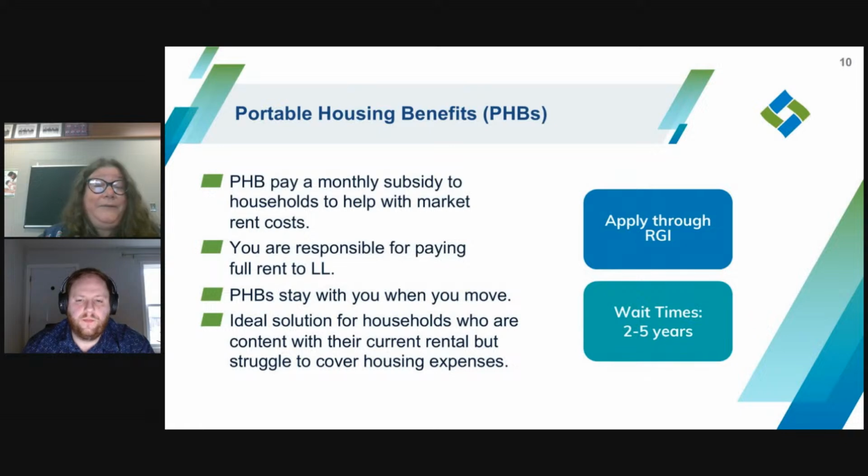So if you have specific medical or accessibility needs that an RGI unit doesn't meet, or if you need a 3-bedroom, for example, in Dresden, where we don't have that RGI unit, a portable housing benefit can help you afford one that is full market rent. They're great benefits for households that aren't able to find a rent-geared-to-income unit that meets their specific needs. They're great to keep you in a community where you're comfortable or have a job or have supports. And the wait time in general for a PHB is 2 to 5 years.